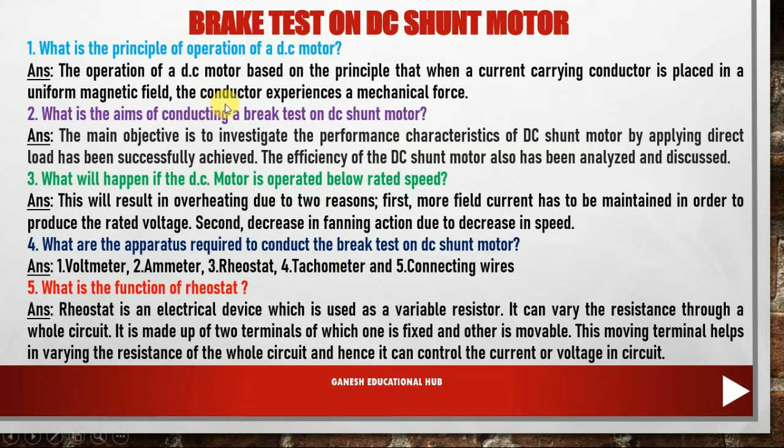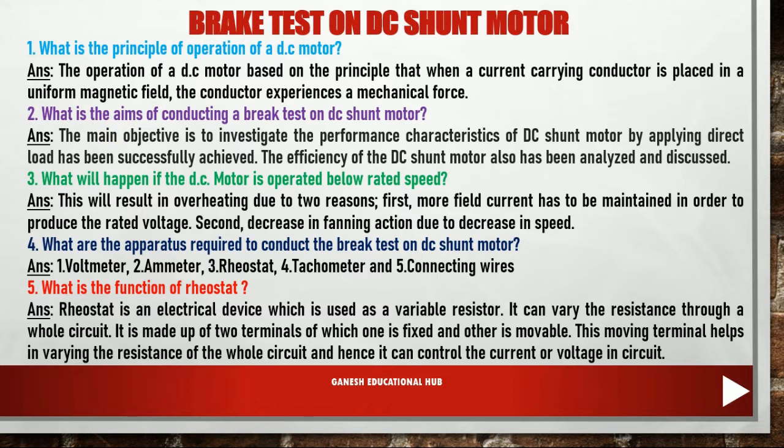The operation of a DC motor is based on the principle that when a current carrying conductor is placed in a uniform magnetic field, that conductor experiences a mechanical force. That means that conductor gets a mechanical force. So here, when a current carrying conductor is placed in a uniform magnetic field, that conductor gets a mechanical force, that is called torque.